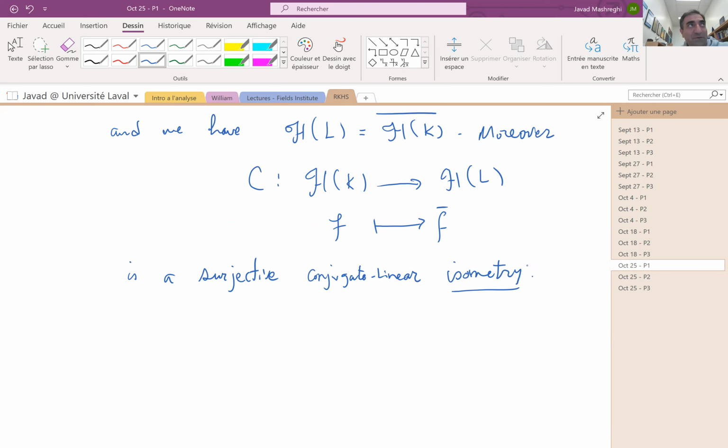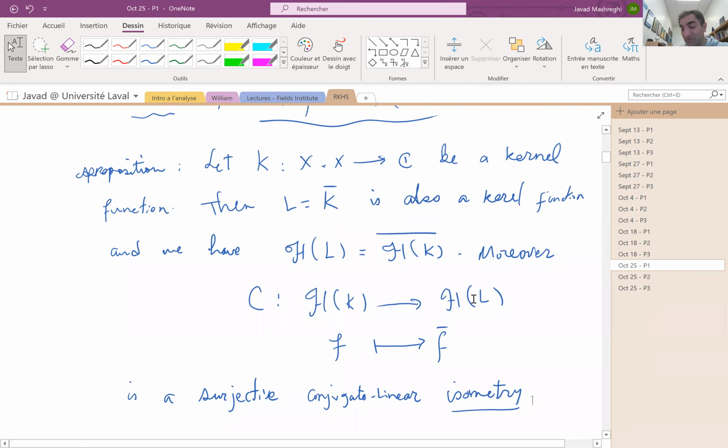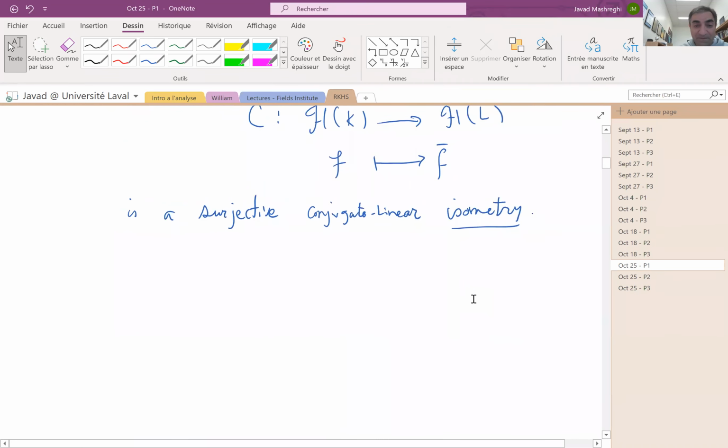Of course, for many function spaces that we consider, this is the case, because there is an absolute value somewhere. Usually we use an integral formula, and in the integral formula there is an absolute value, so there is no difference between f and f bar. But in general, we do not know, and this is something that has to be verified. Proof.